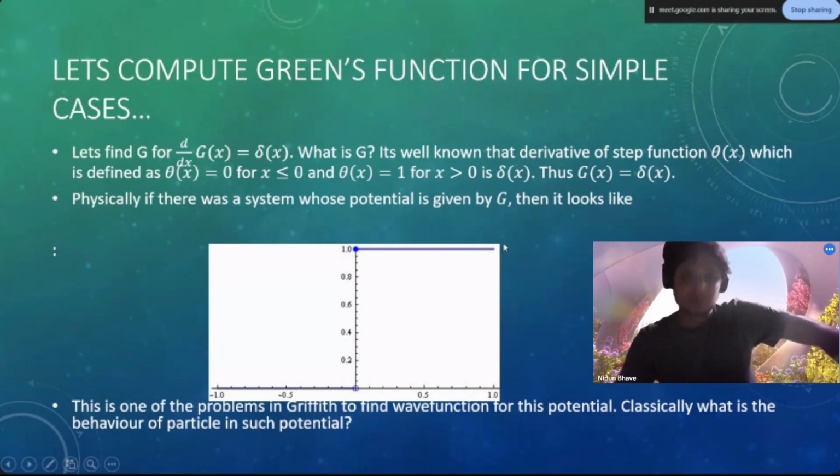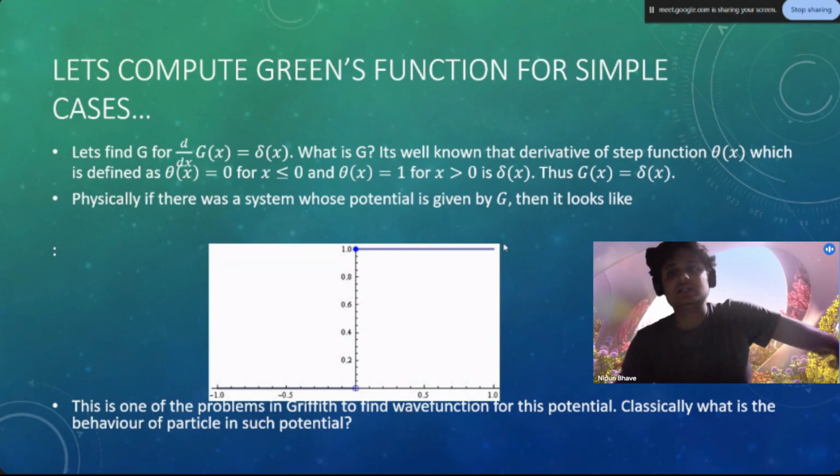Now let's start with a very simple example. What is the simplest derivative operator? It is just d over dx. So let's solve for d over dx acting on g of x equal to delta of x. What is g? The answer is very simple. It's the step function theta of x. This exercise many of you might have done in quantum mechanics. The derivative of the theta function is the delta function. So d by dx of theta of x is delta of x. So g of x is nothing but, this is a typo here, this should be theta of x here.